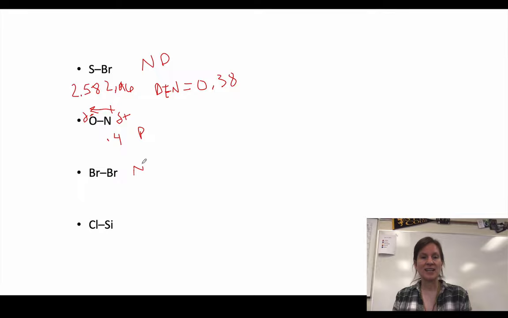Bromine and bromine are exactly identical, so that's going to end up being nonpolar. I don't even have to worry about it. And then the difference between chlorine and silicon is 1.26, which puts me in my polar region. Okay, if I look at the table, I see that chlorine is the negative one and silicon is the positive one. So my arrow is going to point towards the chlorine again, away from the silicon.